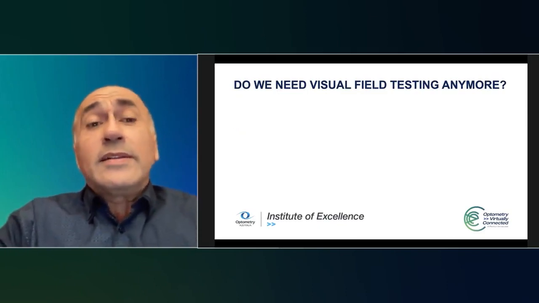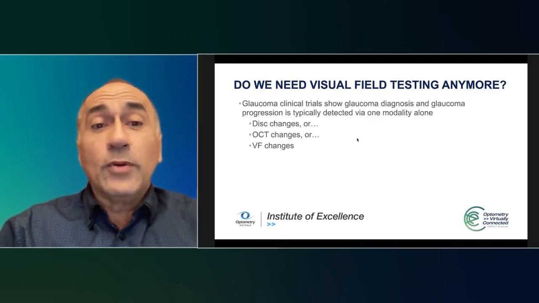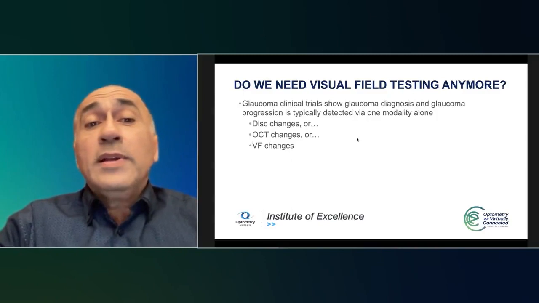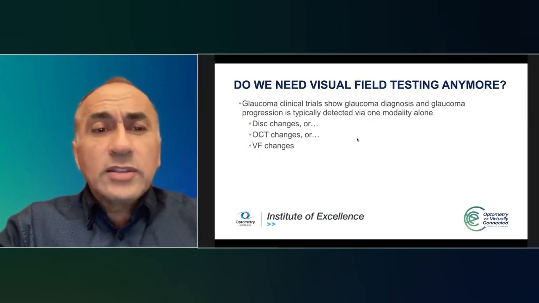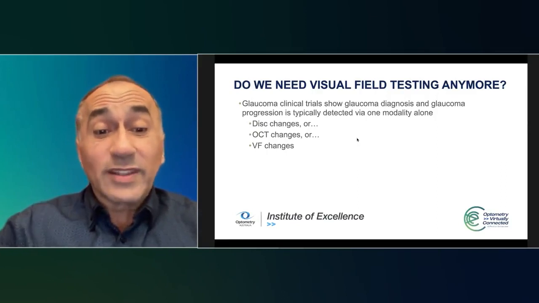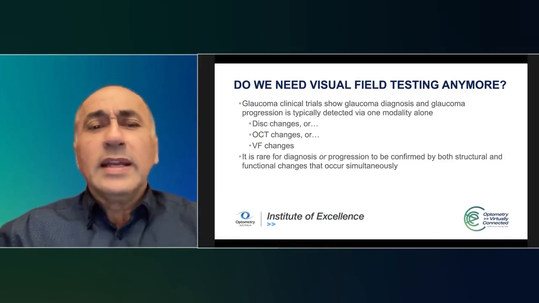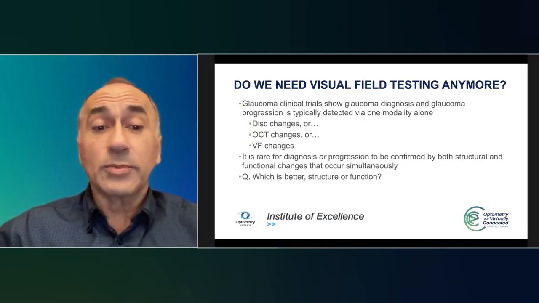But let's start with an existential question. Do we actually need visual field testing anymore? Glaucoma clinical trials showed us that glaucoma diagnosis and glaucoma progression, so detecting progression, is typically found with one modality alone. You either find it through disc changes, or through OCT changes, or through visual field changes, but almost never do you find it with all three at the one time. So it's rare for diagnosis or progression to be confirmed with both structural and functional changes simultaneously.